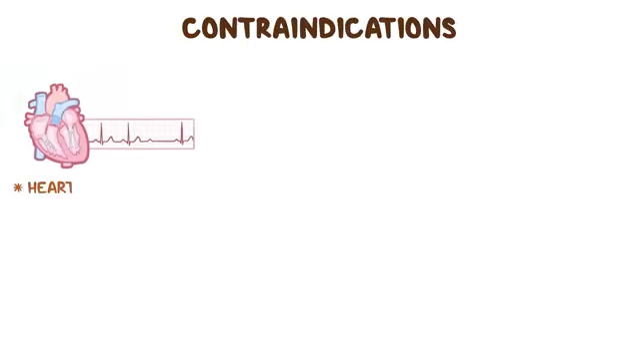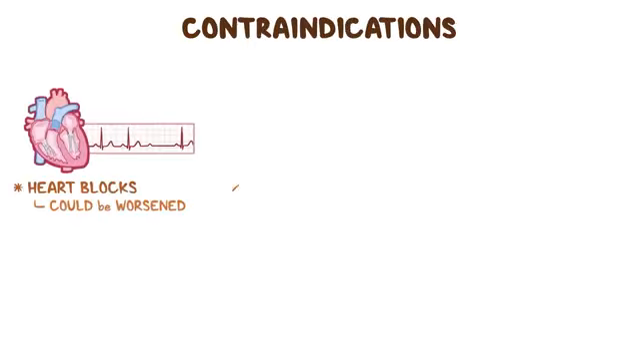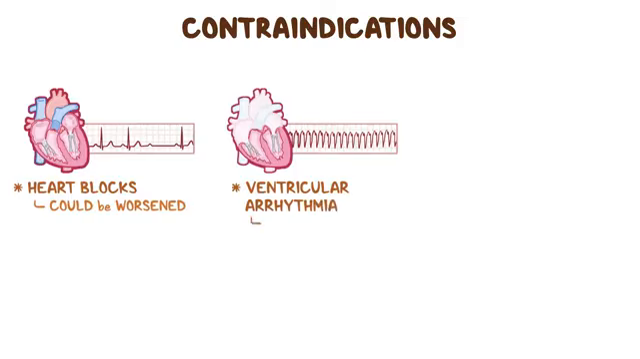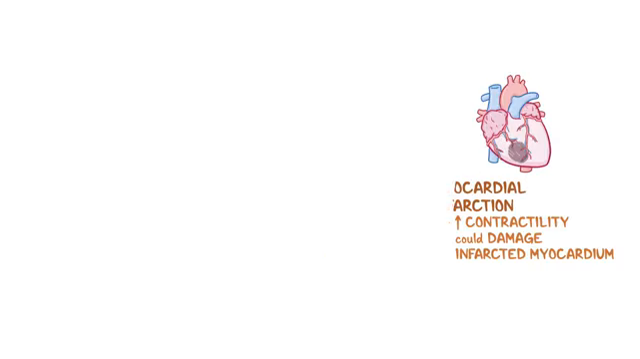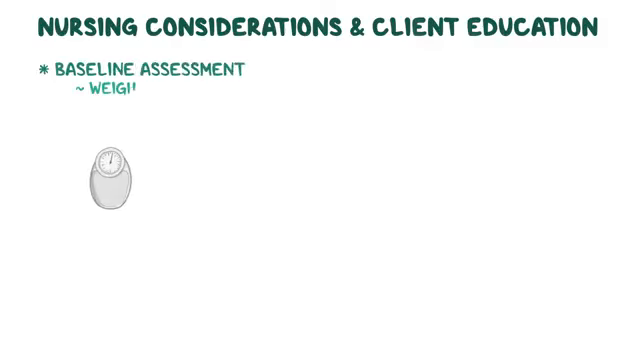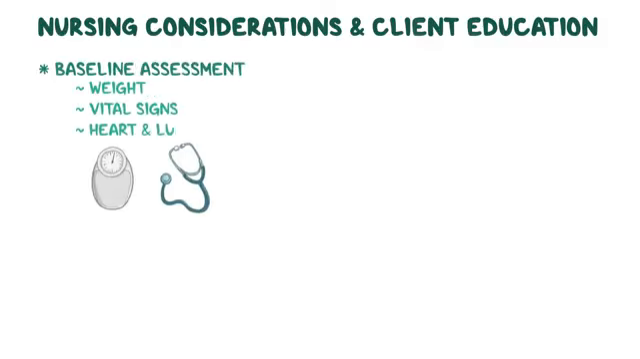Finally, digoxin is contraindicated in clients with heart blocks, which could be worsened, ventricular arrhythmia, which can be treated with medications that are more effective and safer than digoxin, and myocardial infarction, where the increase in contractility could damage the infarcted myocardium. All right, when a client with heart failure is prescribed digoxin, perform a baseline assessment, including weight, vital signs, and heart and lung sounds.